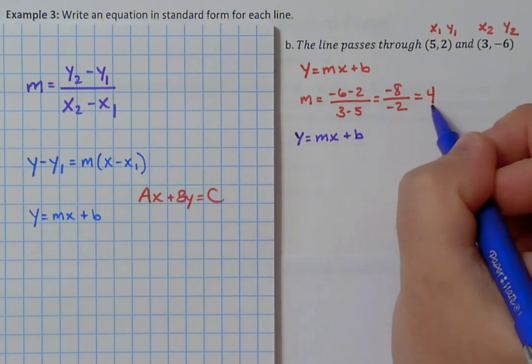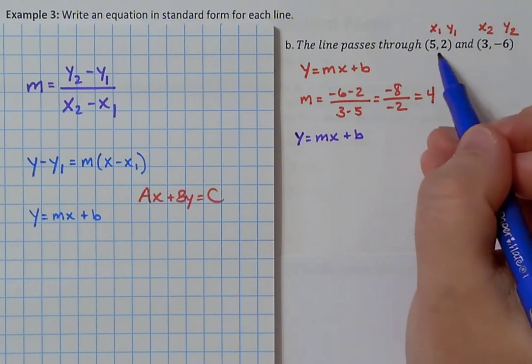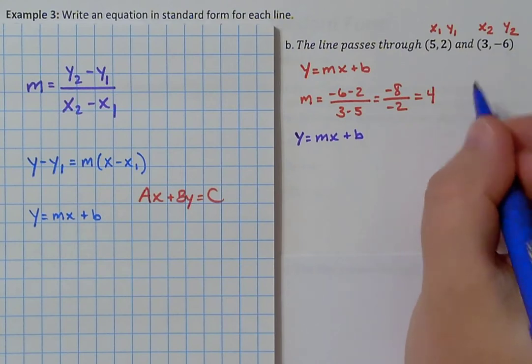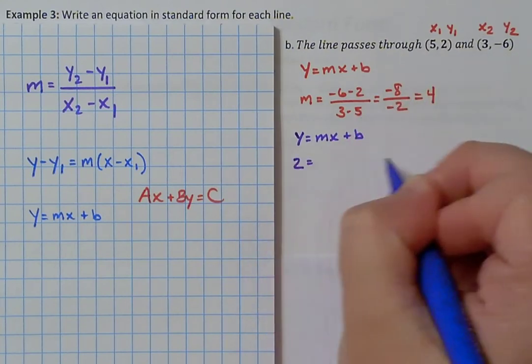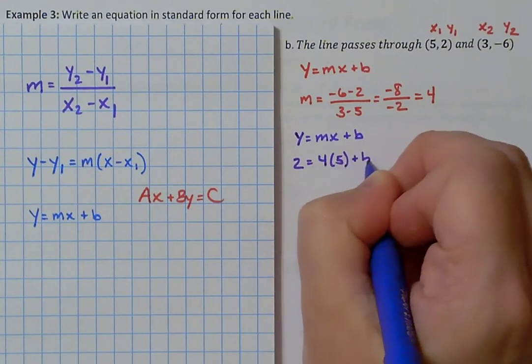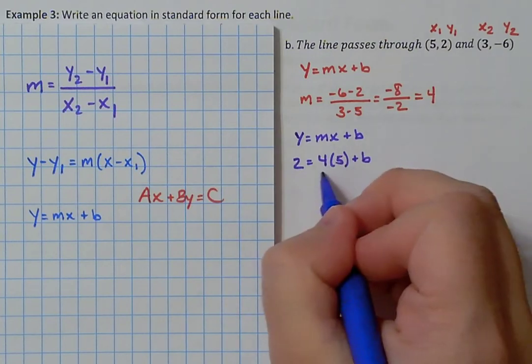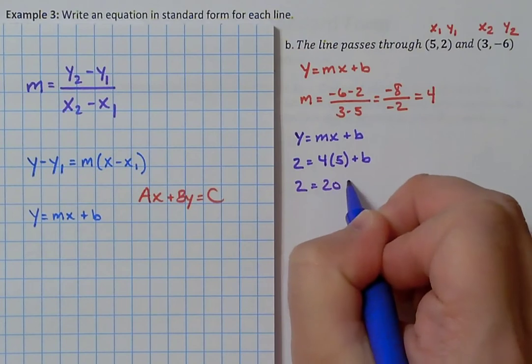I'm going to plug 4 in for my m, and I'm going to choose one of these points. I'll choose the first set, 5 comma 2, because I don't want to use a negative, in for my m and my x. So this becomes 2 equals 4 times 5 plus b. So if I go through and solve, 4 times 5 is 20, so it's 2 equals 20 plus b.